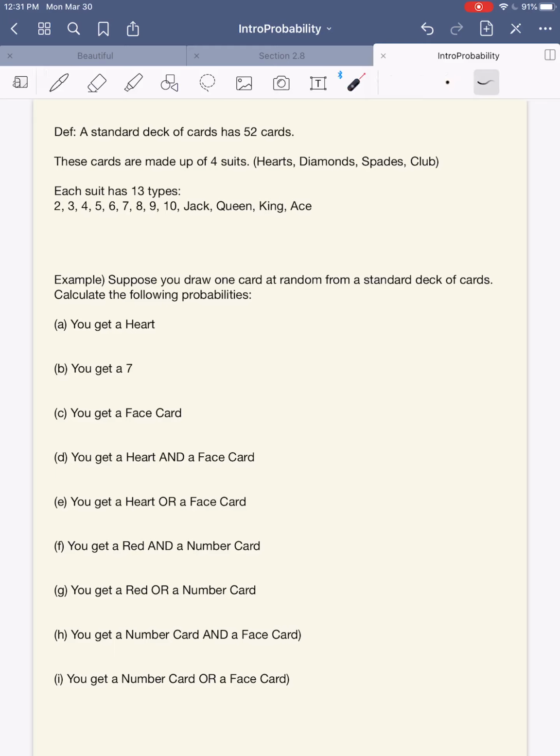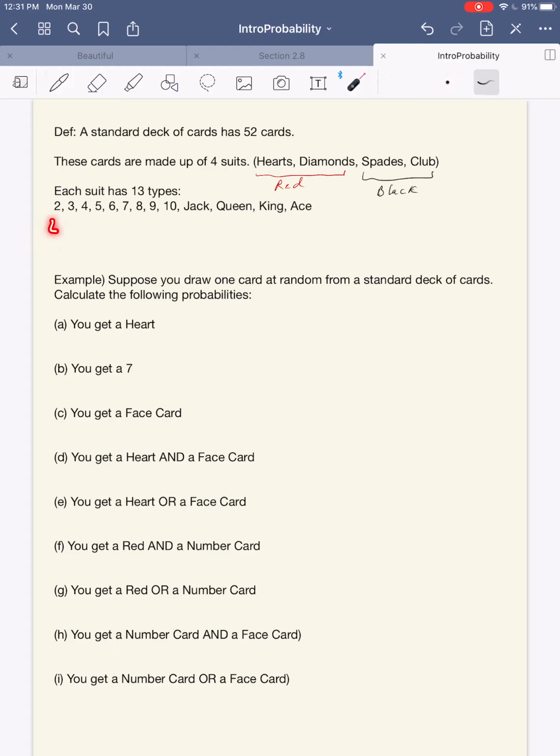So when we talk about a standard deck of cards in this class, we mean a standard deck that has 52 cards. These cards are made up of 4 suits: hearts, diamonds, spades, and clubs. You guys should keep in mind that spades and clubs in most decks are black and hearts and diamonds are red. So you will sometimes hear hearts and diamonds referenced as red suits and spades and clubs referenced as black suits. Every suit has 13 types of cards associated with it.